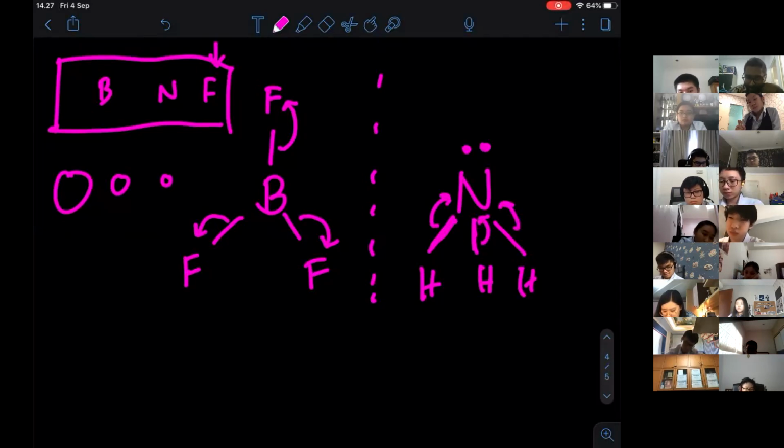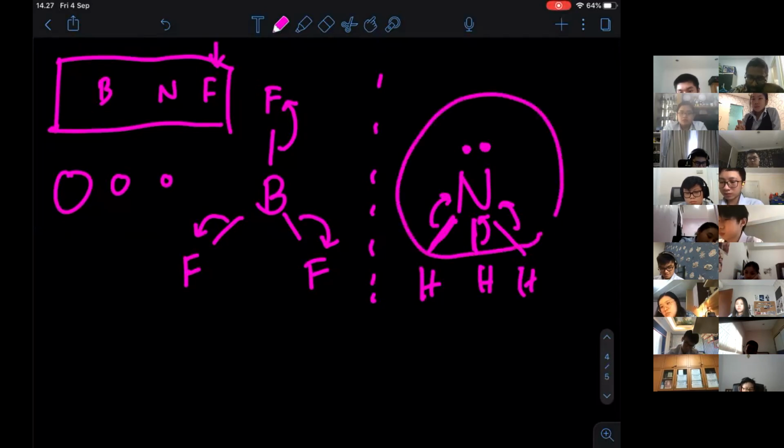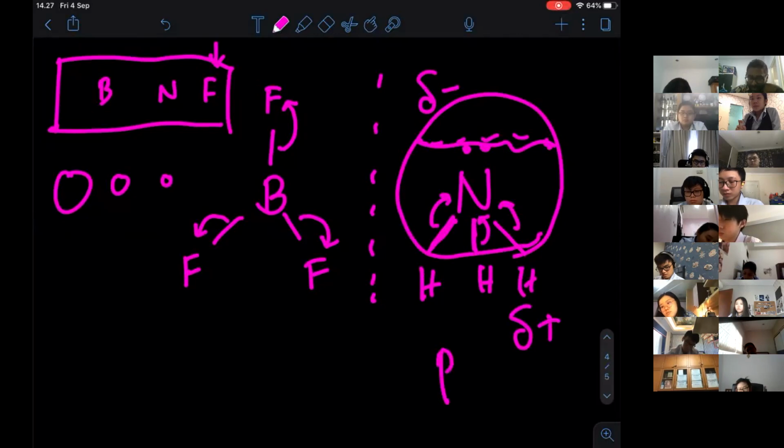Now if I put it as an overall molecule, towards the top of the nitrogen, you have a lot of electrons. Therefore, this side is delta negative. This side is going to be delta positive. So this molecule is polar.